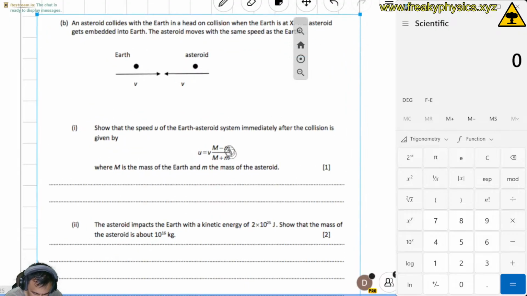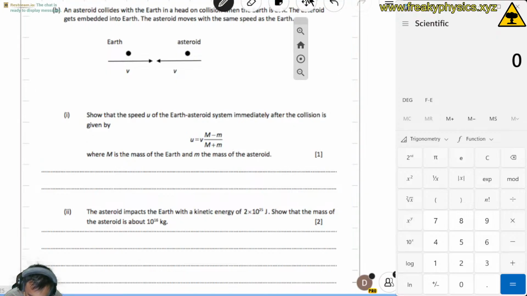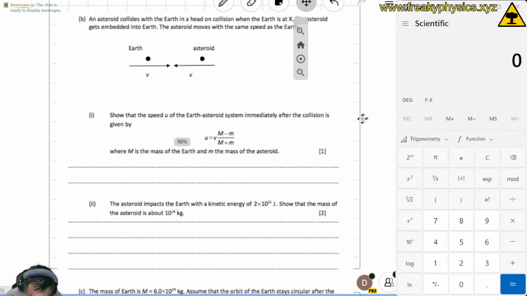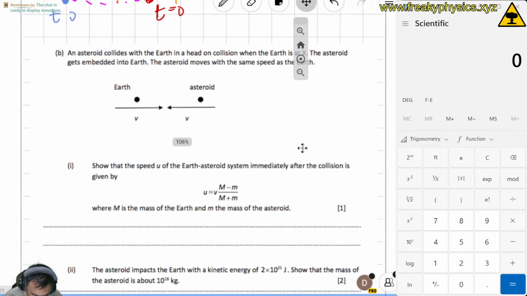Okay, so I've gotta ask you now, which one of these is giving you trouble? Both. Both these parts. All right then. Okay, it's actually relatively easy to do this.